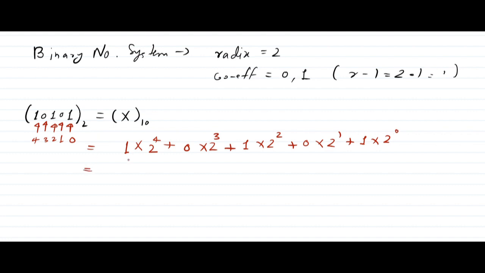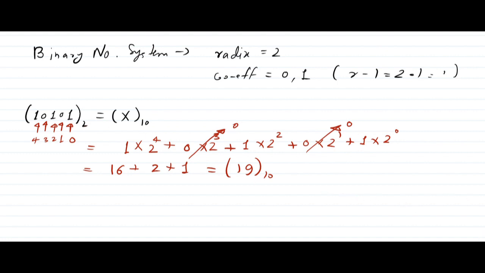So what will come from here? 2 raised to power 4 will be 16, plus, okay, this will be 0, not 8 actually. See, it is 0, so this will be 0. So it will be 16 plus 2 plus 1, and the answer is 16 plus 2, 18, plus 1, that is 19. So this number 10101 in base 2 is nothing but 19 in base 10.